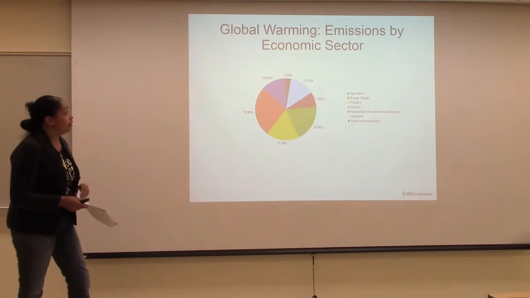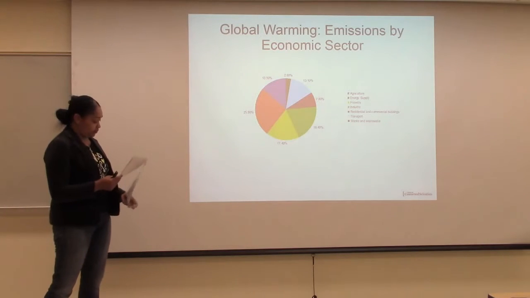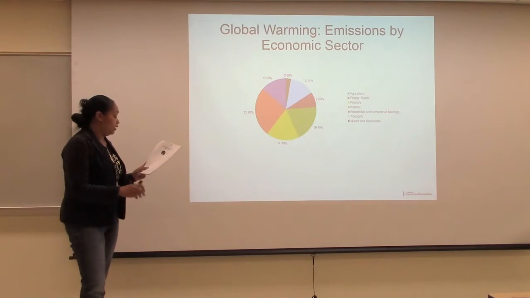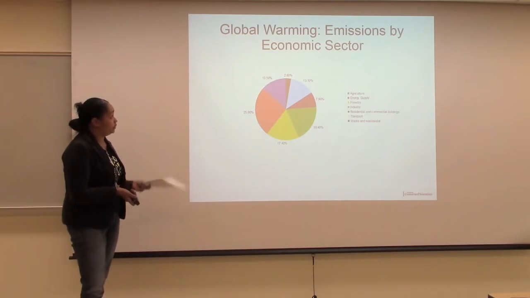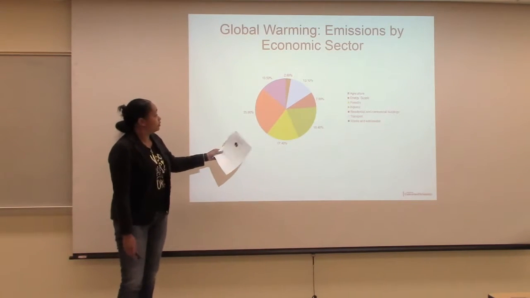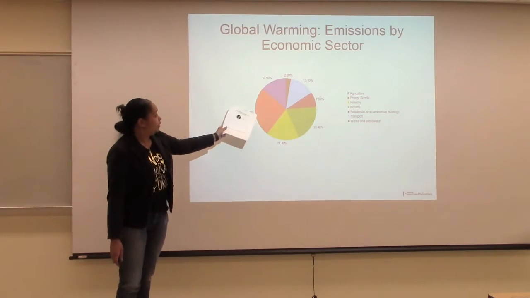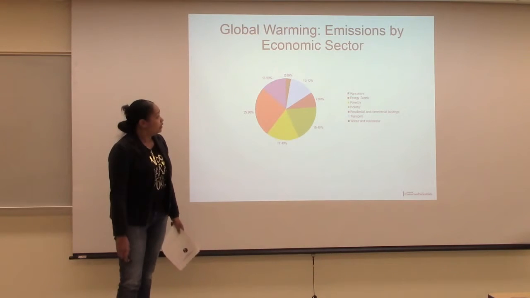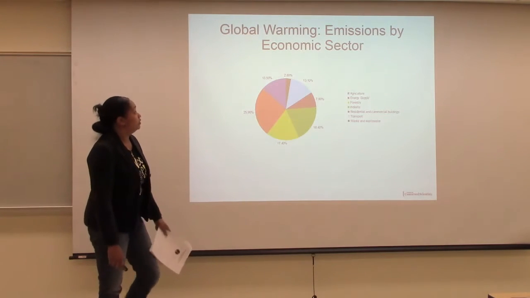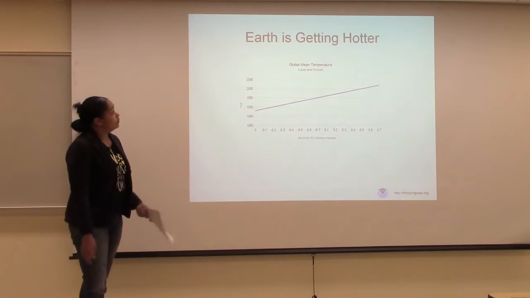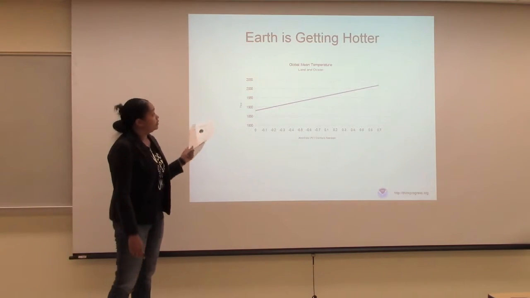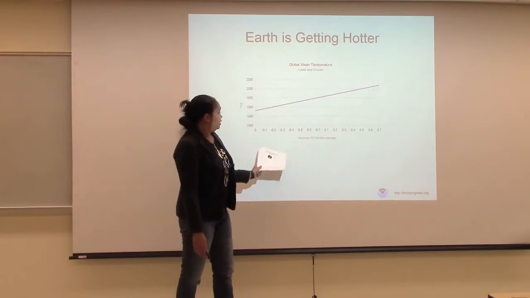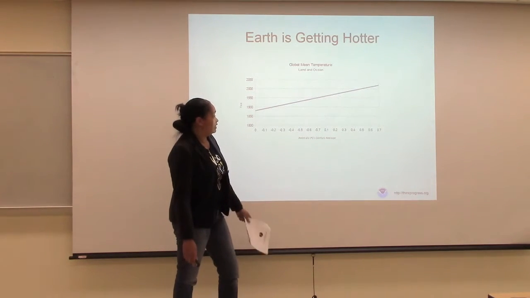I put together this chart. As you can see, this pie chart is a breakdown of global warming emissions by economic sector. The energy supply has the largest percentage, 25.9 percent, followed by the industry sector. The earth is getting hotter. The abnormality in the temperature keeps increasing.